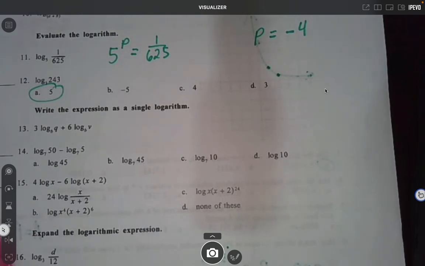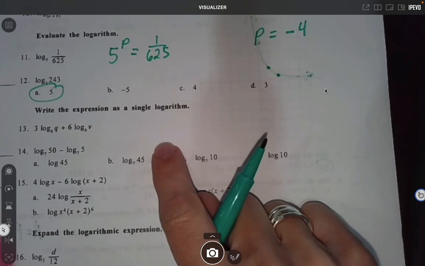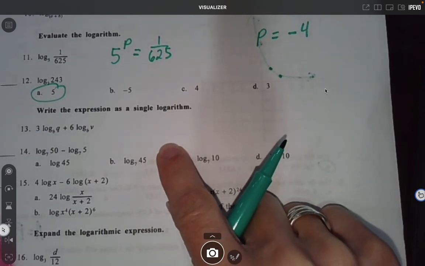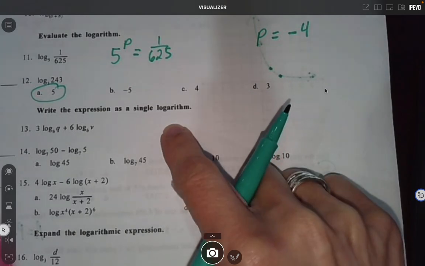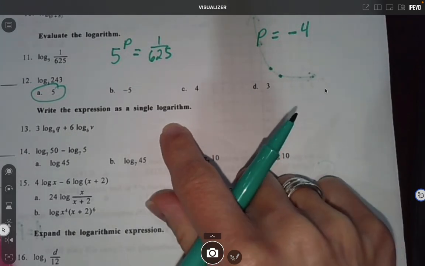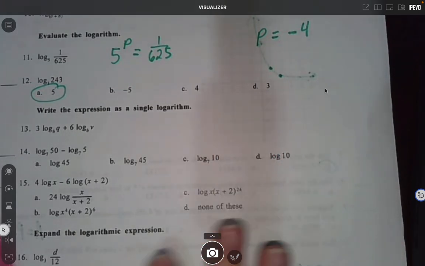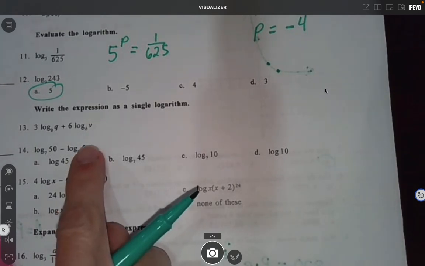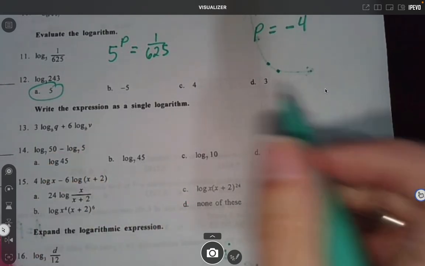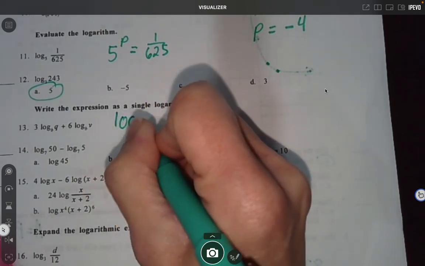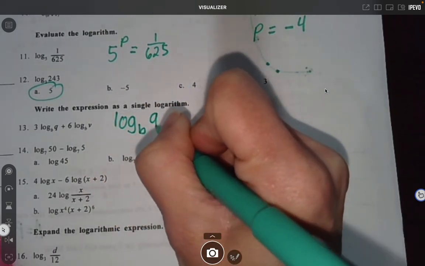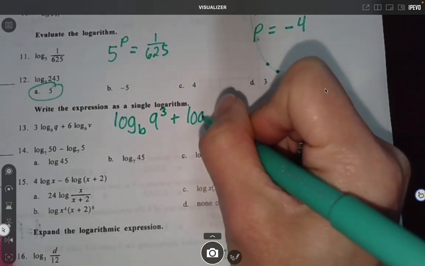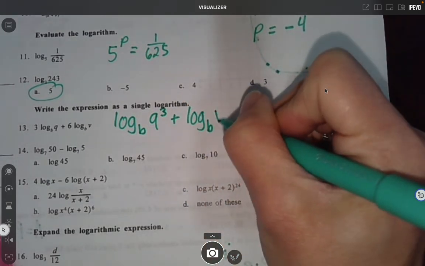Moving along, let's see what we've got next. It says, write as a single logarithm. So it looks like there's one like 13 and 15, okay? But if y'all need me to do 14 for extra practice, I will. So 13, what's the first thing I would do? It looks like I've got log base b, q to the 3rd. What would this one be? Log base b, v to the 6th.